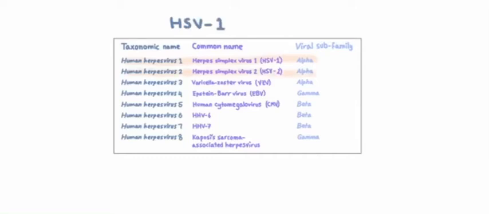HSV-1 and HSV-2 mostly cause mucocutaneous disease, meaning that they affect mucous membranes and the skin, and specifically they usually affect the oral cavity or the genital area. And it turns out that oral herpes is usually type 1 and genital herpes is usually type 2. So how does this all happen?